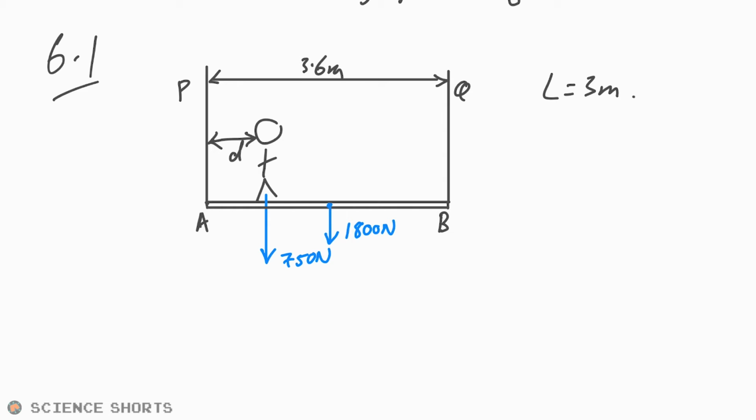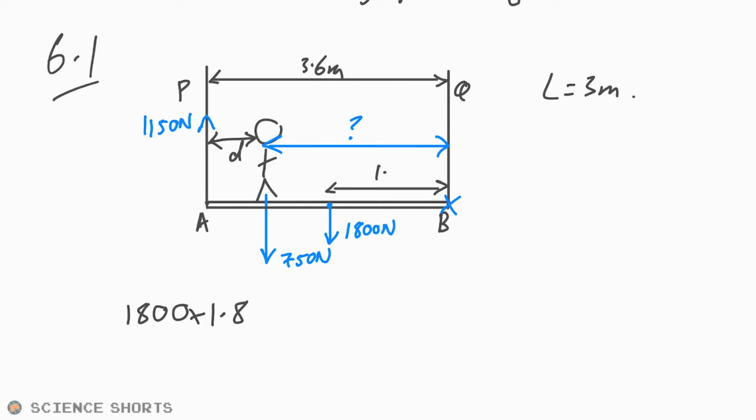The worker moves to a position where the tension in the left-hand cable is 1150 newtons. Right. So we have 1,150 newtons being pulled up there. So therefore, we're going to make B our pivot. That's all we have to do. Easy peasy. So we're ultimately going to find that and then take that away from 3.6. So let's find this distance, shall we? We have the 1,800 times by 1.8. So that's half of the distance, of course, to the center of mass.